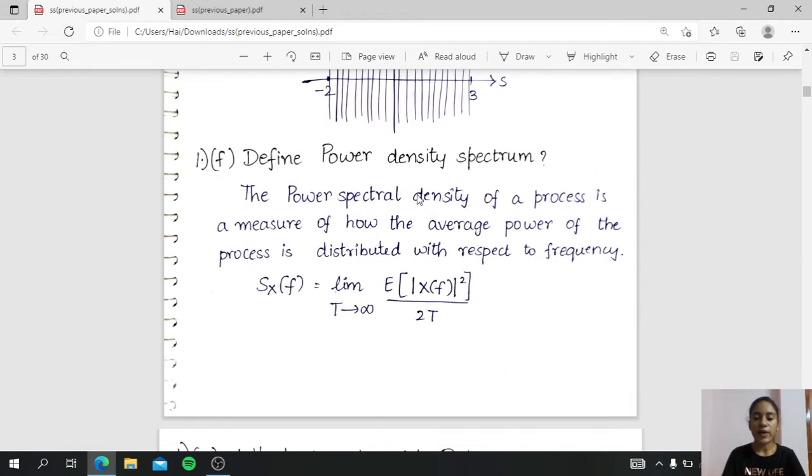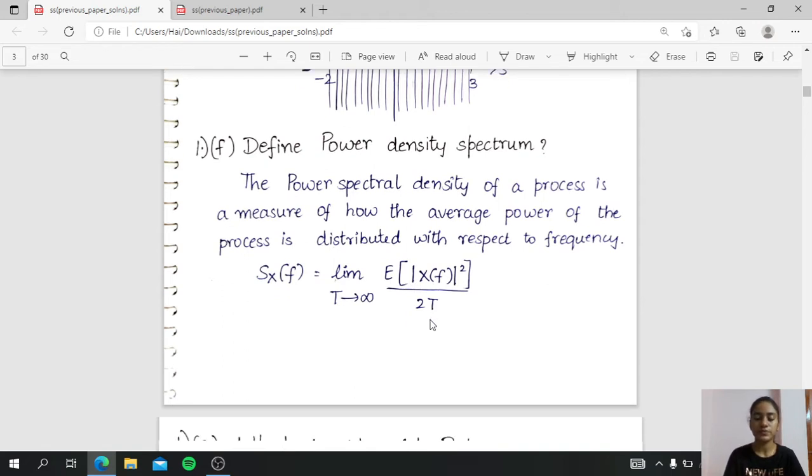Define power density spectrum. This is just a basic definition. So it is a measure of how the average power of the process is distributed with respect to frequency. And its formula is S x of f is equal to limit t tends to infinity of expected value of mod x of f square by 2t.